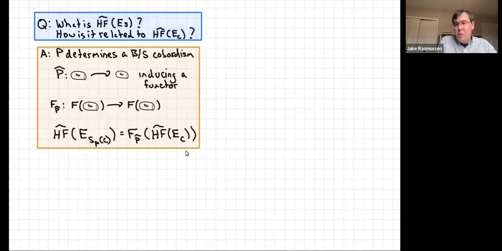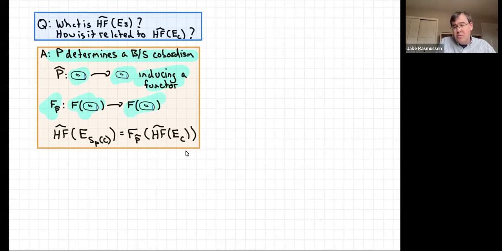Okay, so like I said, this is a good thing to do because we can think about it in a sort of functorial way. So we can think about the pattern knot determines a sort of bordered sutured cobordism between the once punctured torus and itself. Okay, and that ought to induce a functor, let me call it FP hat, from the Fukaya category of the punctured torus to the Fukaya category of the punctured torus.